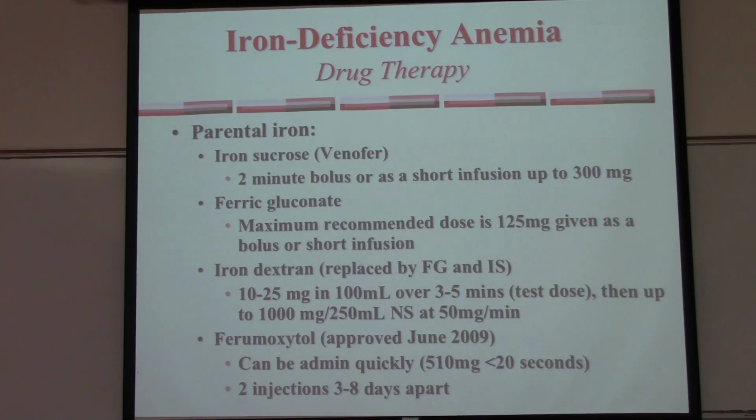Ferric gluconate, you've got dose recommendations of around 125 milligrams. Iron dextran has been replaced by ferric gluconate and iron sucrose. You don't see this one too much. The iron dextran required a test dose because some people would be quite allergic. It's been a very long time since I've seen iron dextran. And then there's a relatively new one, approved in 2009, that can be given very quickly, provides pretty high doses of iron, and can be given in a couple of injections.